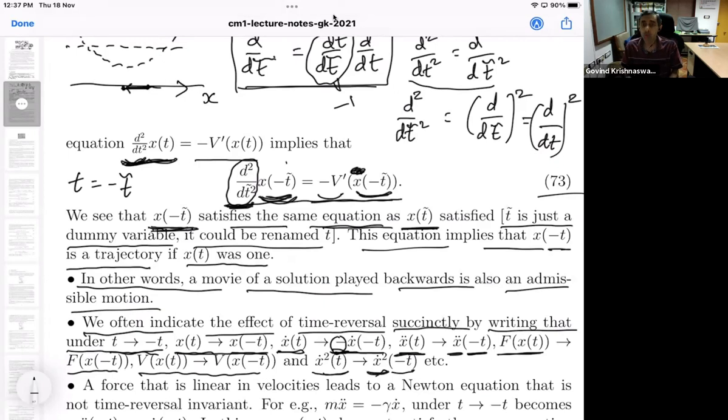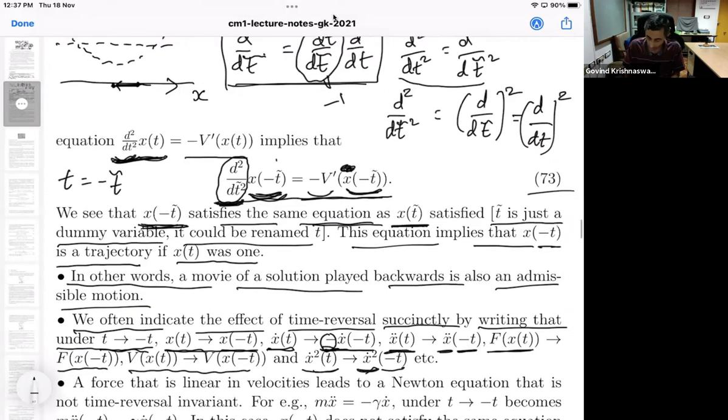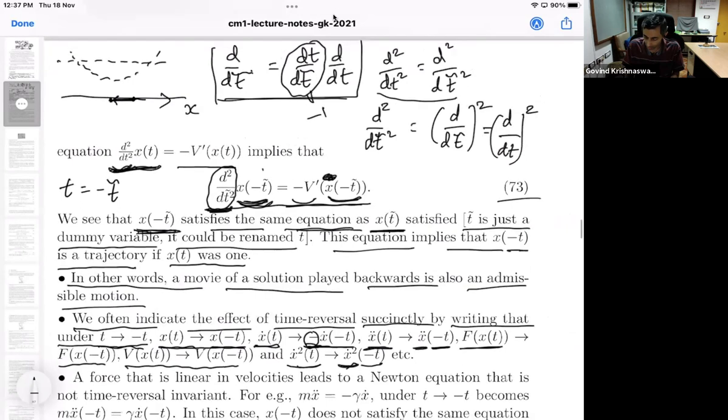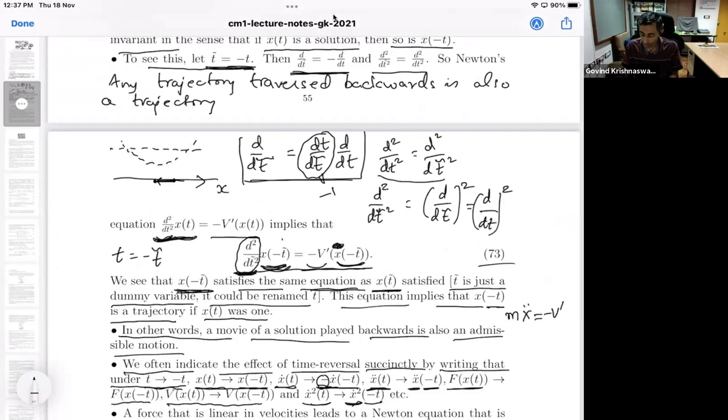Let us use these rules to verify that Newton's second law is unchanged. Newton's second law said that m x double dot is equal to minus v prime of x. So under t goes to minus t, x double dot will go to x double dot. Of course, it's evaluated at minus t. I am suppressing that. The main thing is that there is no change in sign. So also with v, no change in sign. So we say that this equation is time reversal invariant.